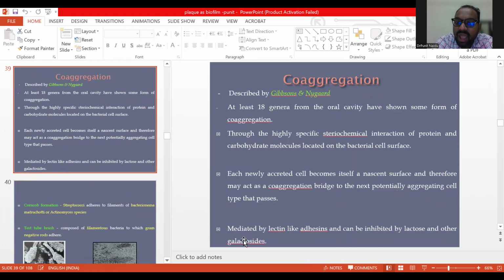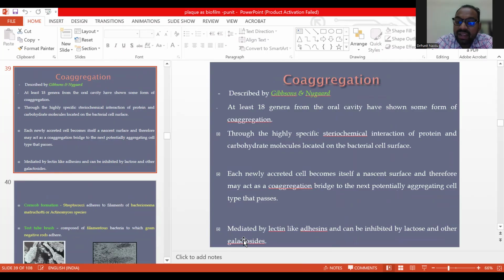What is meant by co-aggregation? This was first described by Gibbons and Nygaard. They explained that it consists of 18 types of genera from the oral cavity, which have shown some form of co-aggregation.